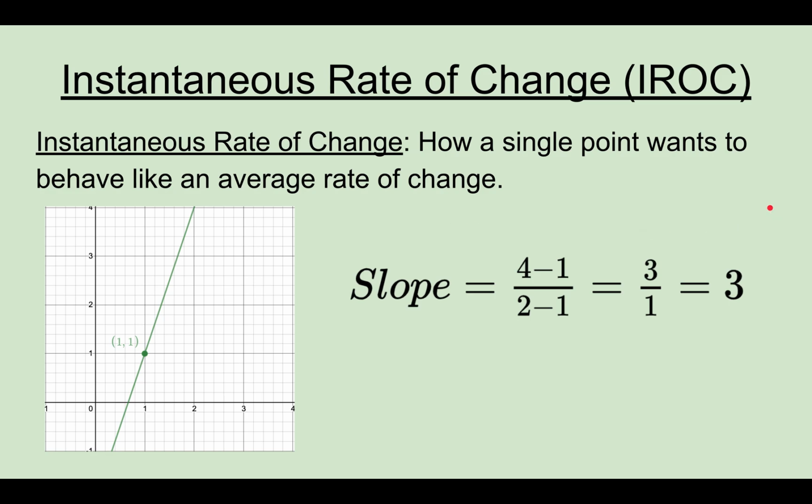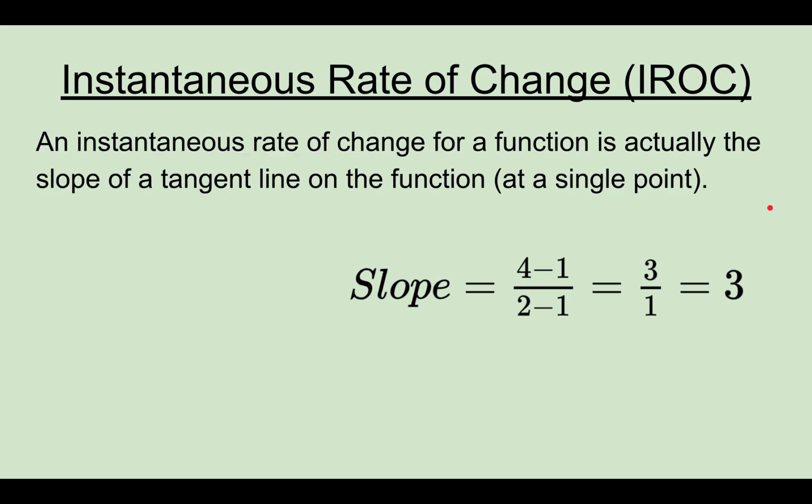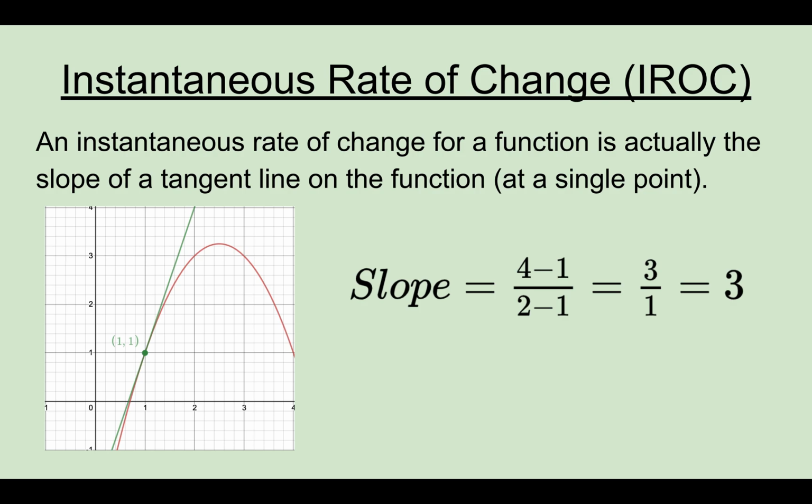The instantaneous part now is, if I do it for a function, the instantaneous rate of change is actually the slope of the tangent line. So now you'll see it's different. Now I don't have 2 points on this function where I cross a secant line. I only have 1 point, and the green line is a tangent line. All right, and so now here's the deal. The instantaneous rate of change of this 1 point is 3.